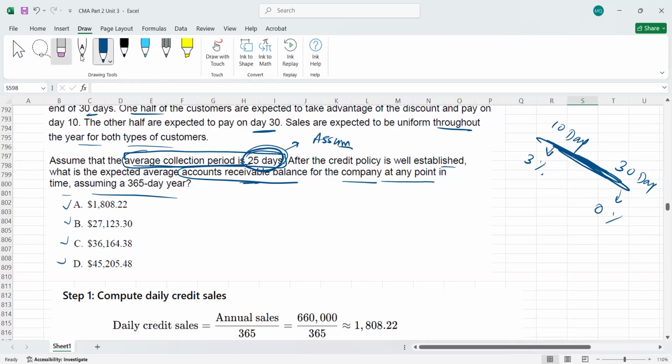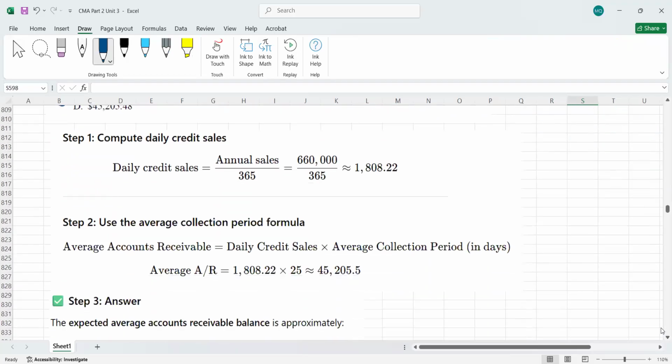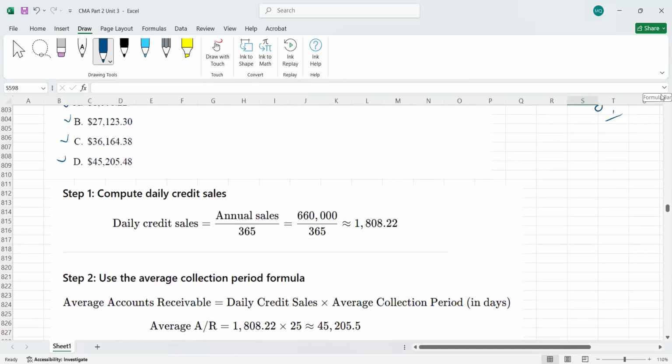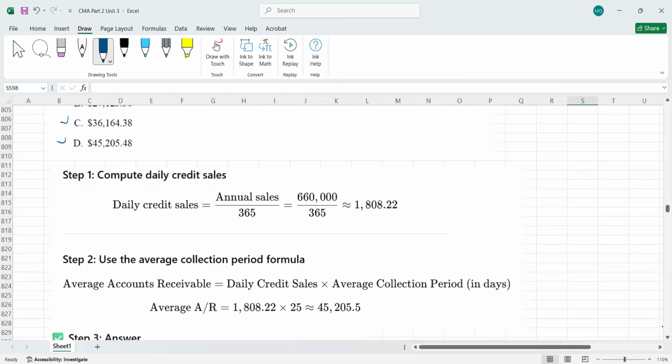So we are calculating the average accounts receivable balance. How will you calculate this? This formula I actually didn't tell you before; I'm telling you now, and that's the reason I have put this question here. You can use this formula if you are provided with the average collection period, which is 25 days. If you know the average collection period, just multiply it with the daily credit sales. I think I explained this in the last class. So automatically you will get the average accounts receivable.